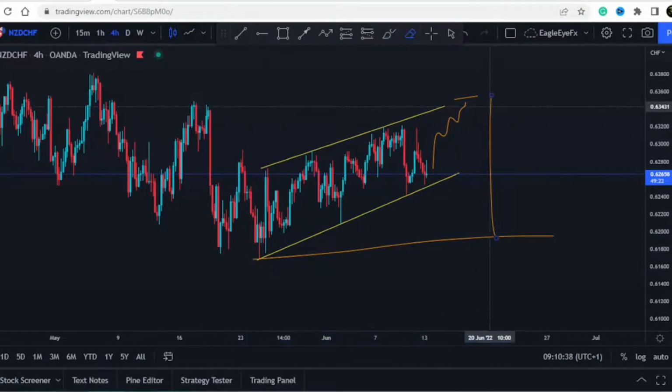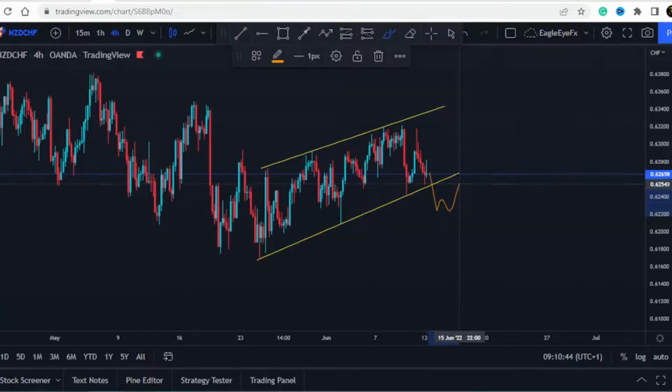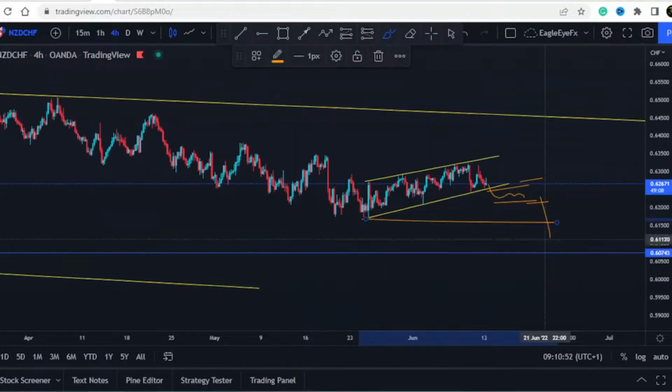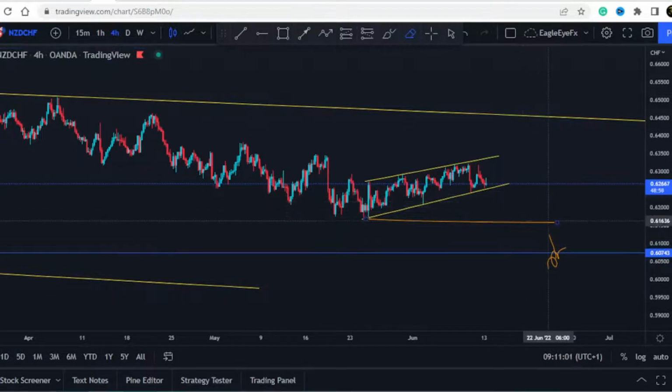Or what you can do as well is wait for a breakout, because once it breaks out and gives us a flag, then we enter our sell, put our stop loss, then we are targeting this level over here, and of course we are targeting this level down over here further to see how it is going to play out.